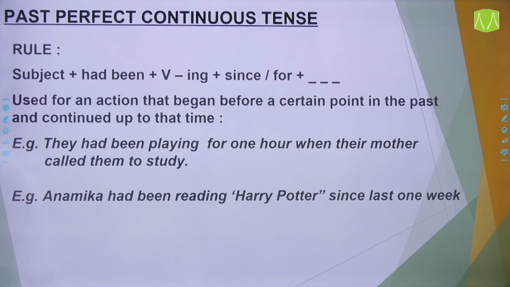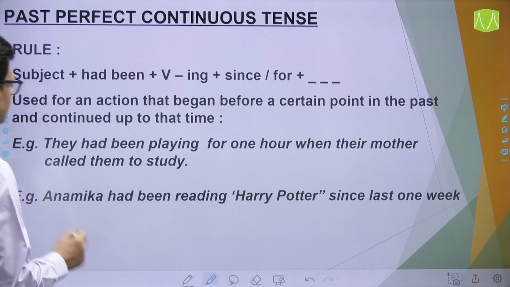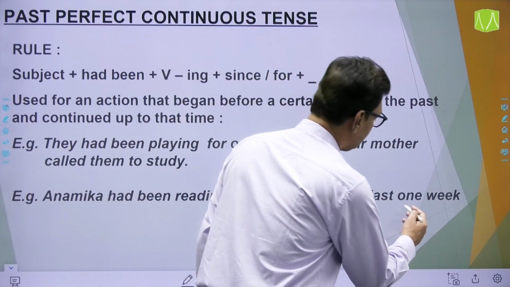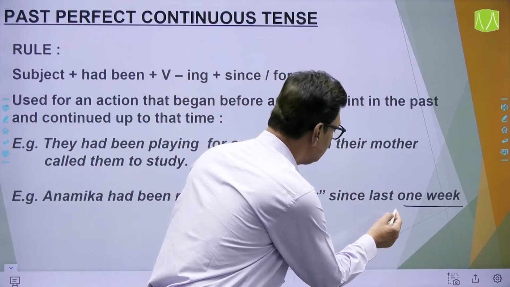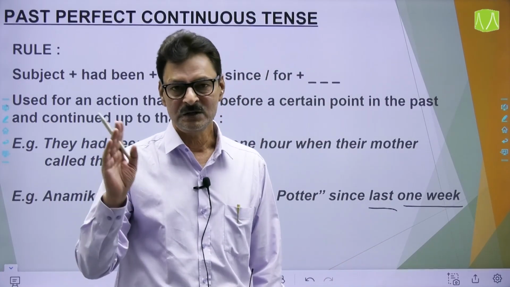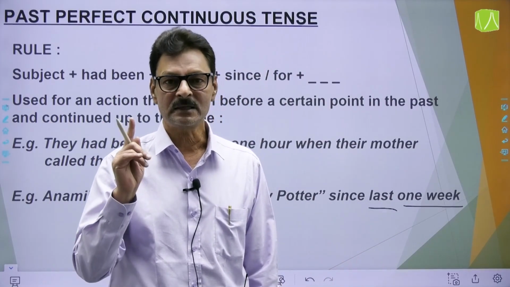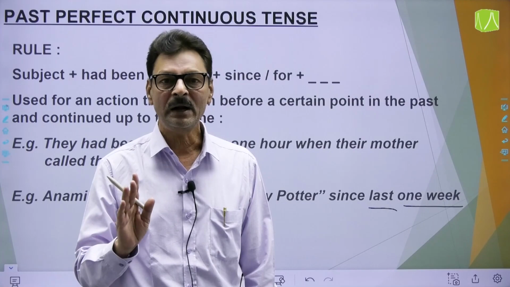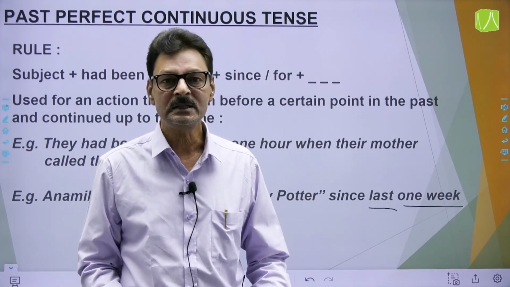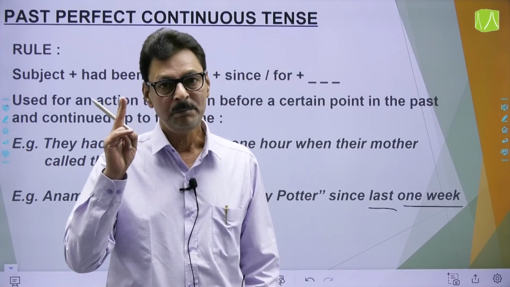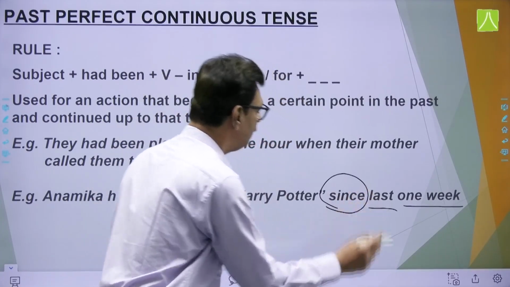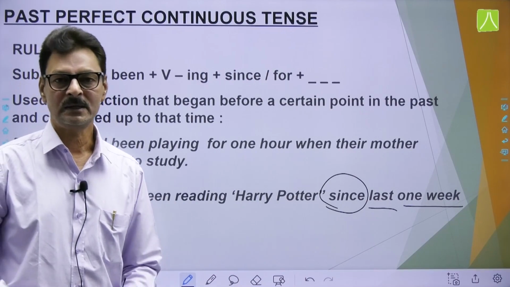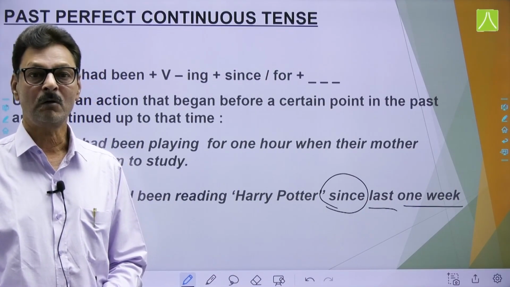Anamika had been reading Harry Potter since last 1 week. Now look carefully again. 1 week is a point of time. Sorry, 1 week is a period of time. But this last, last 1 week, so when we talk about last 1 week, it is a point of time, and when we only say 1 week, then 1 week since when? It is not specific, so it becomes a period of time. But last 1 week is what is mentioned, and hence this time criteria since is used and not for.